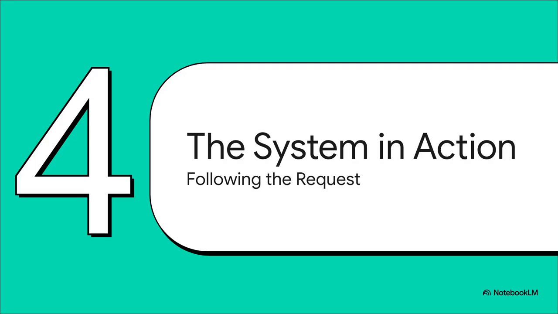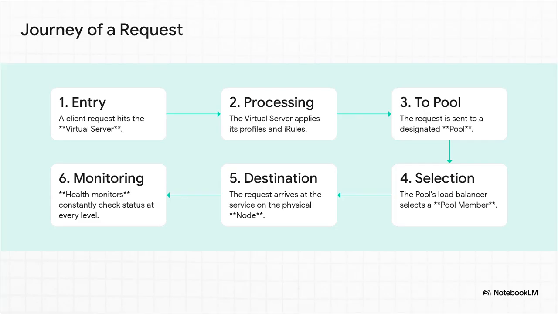All right, we've met all the players: the virtual server, the pool members, and the nodes. Now, let's put it all together and actually follow a single request from your browser all the way to the finish line. So you click, that request flies across the internet, and bam, it hits the public virtual server. The virtual server does its thing, applies its rules, and then sends your request on to the right pool. The pool then uses its load balancing logic to pick the best, healthiest pool member at that exact moment. And finally, your request lands at that specific service running on that physical node. It's a clean, logical, and incredibly fast chain of events.